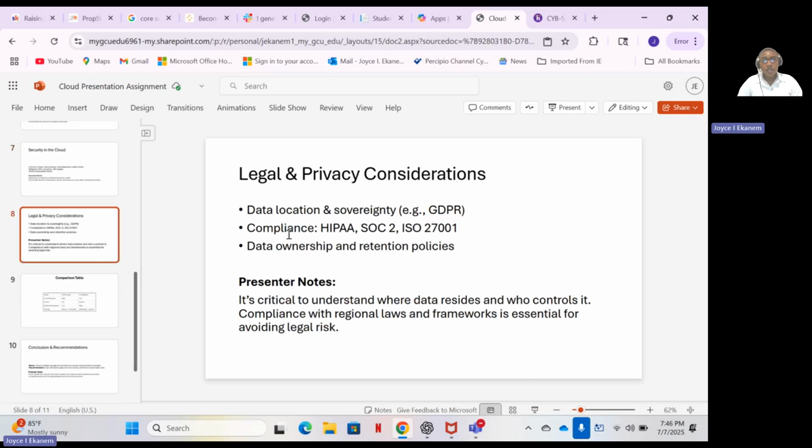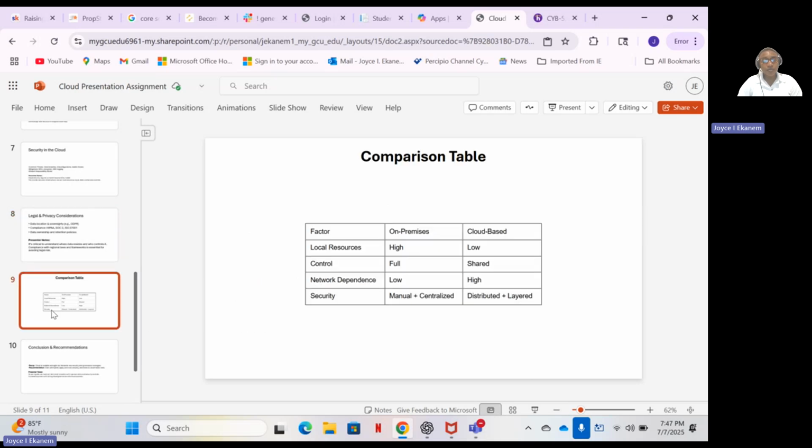The legal and privacy considerations: data location and sovereignty, e.g. the GDPR. Compliance frameworks include HIPAA, SOC 2, ISO 27001, and data ownership and retention policies. It's critical to understand where data resides and who controls it. Compliance with regional laws and frameworks is essential for avoiding legal risks.